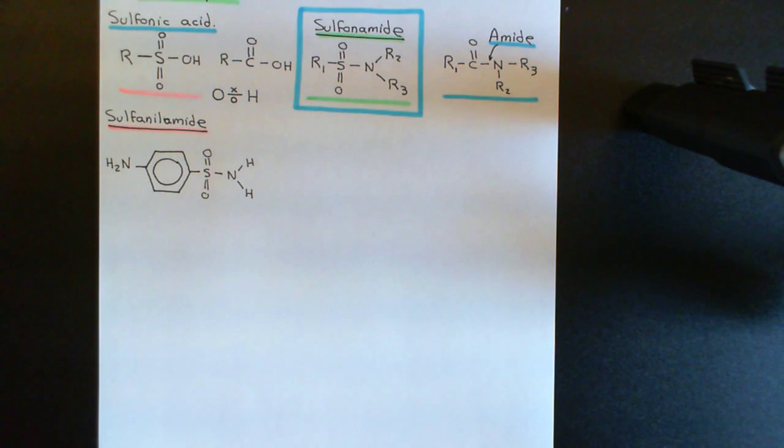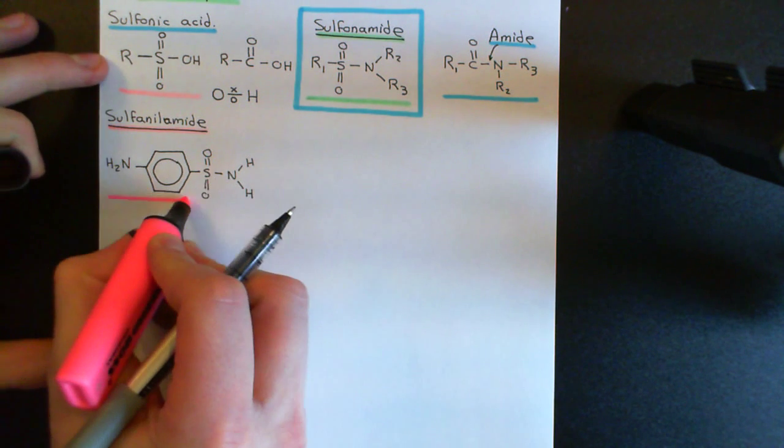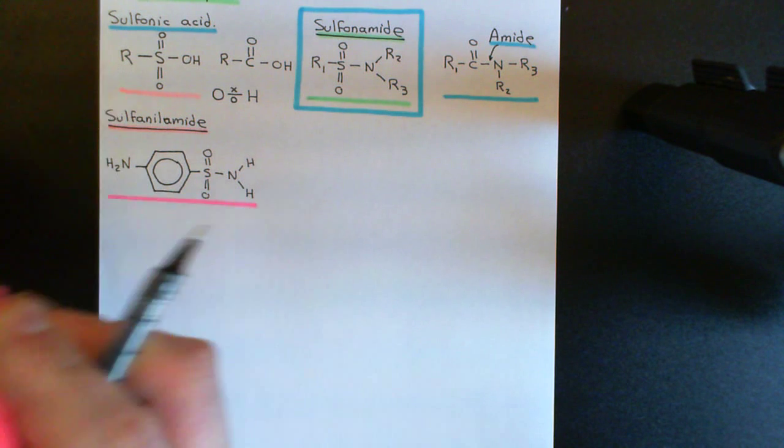And this then is the structure of sulfanilamide, and as I say, this was the first sulfonamide antibiotic to be discovered to have antibacterial properties, and it was the first one to be used. Okay, so that's why it is a notable example to know. It's not very commonly used anymore.